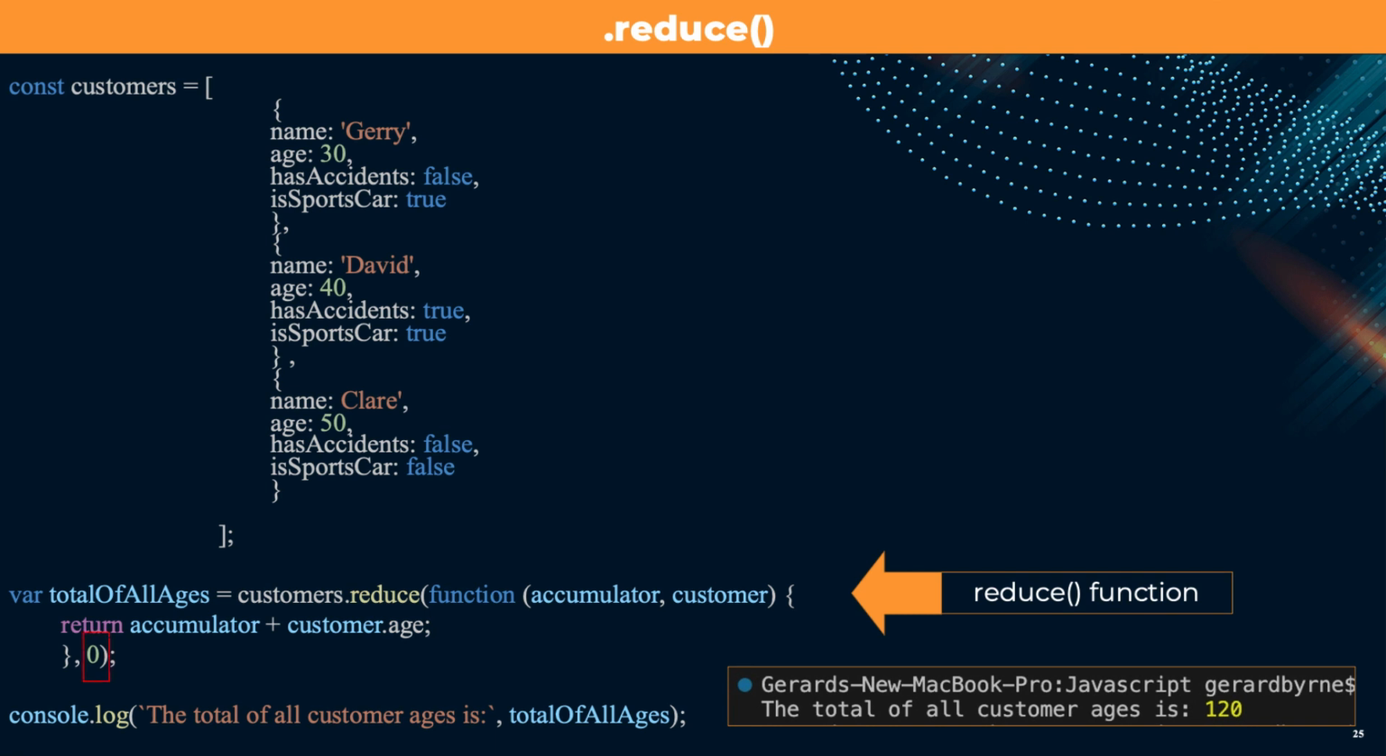And the 0 in the brackets says that we want to start with an initial value of 0. Sometimes we may not want to do that. And then we want to log out the total of all ages, the value, in other words, the 120.